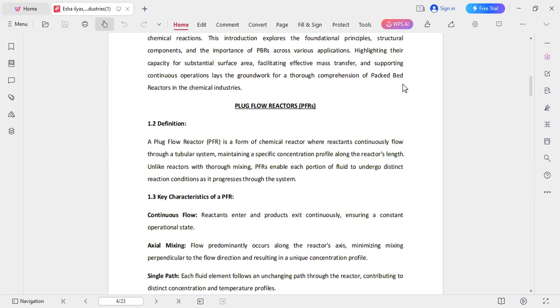Now moving toward the key characteristics of plug flow reactors. Continuous flow: reactants enter and products exit continuously, ensuring a constant operational state. Axial mixing: flow predominantly occurs along the reactor's axis, minimizing mixing perpendicular to the flow direction and resulting in a unique concentration profile. Single path: each fluid element follows an unchanging path through the reactor, contributing to distinct concentration and temperature profiles.